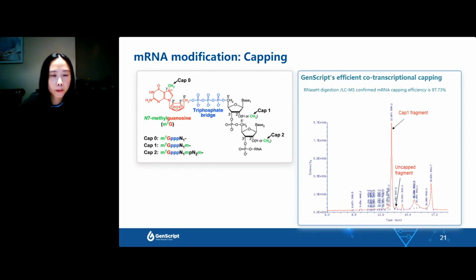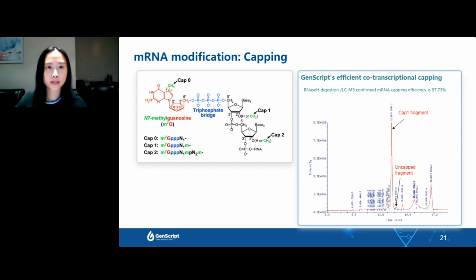Next, let's see the capping. There are two ways for capping. One is a two-step using the enzyme. Another is one step, the co-transcriptional capping. And GenScript is using the one-step capping. Here it shows the high efficiency. It's more than 97%. And we have 3 options for you: cap 0, cap 1, and cap 2.